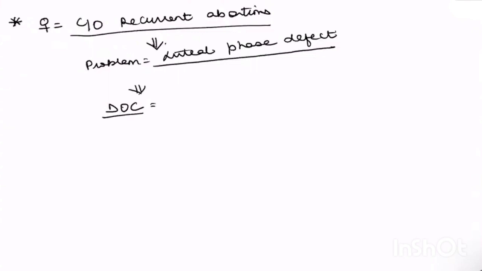हमें कुछ नहीं पता luteal phase defect के बारे में, लेकिन हमें ये मालूम है कि luteal phase क्या होता है. Luteal phase is the second half of the cycle, right? And luteal phase में what is the hormone? Progesterone. So if there is luteal phase defect, that means there is a defect in formation of progesterone. So drug of choice क्या होगी? Progesterone. Very good.